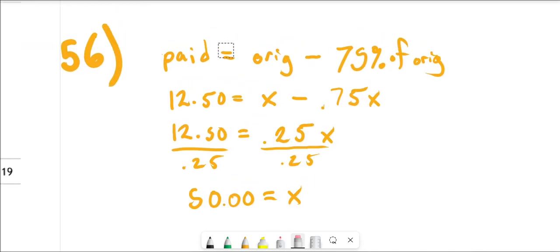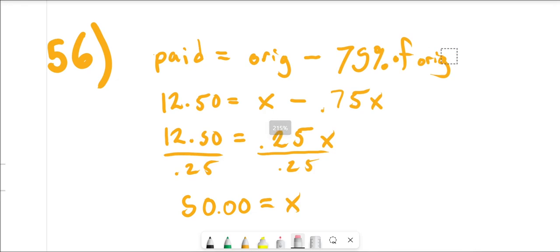To do this, we just have to understand what they mean by 75% off. They mean that the amount that you paid, the amount it was on sale for, is the original price minus 75% of the original price. A percentage is a fraction, and "of" means times the original. 75% is the decimal 0.75, or the fraction 3/4 if that's your fancy.